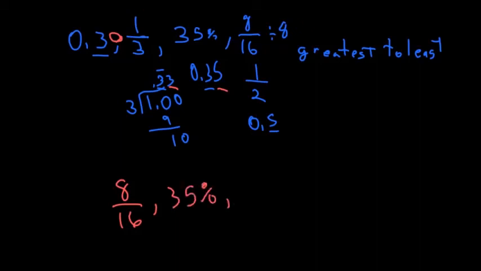Next, I look at the same place value. So I have a number with a 3 and a number with a 0. 3 is greater, so my next one would be 1/3. And then the last one would be that 3/10. So that's ordered from greatest to least.